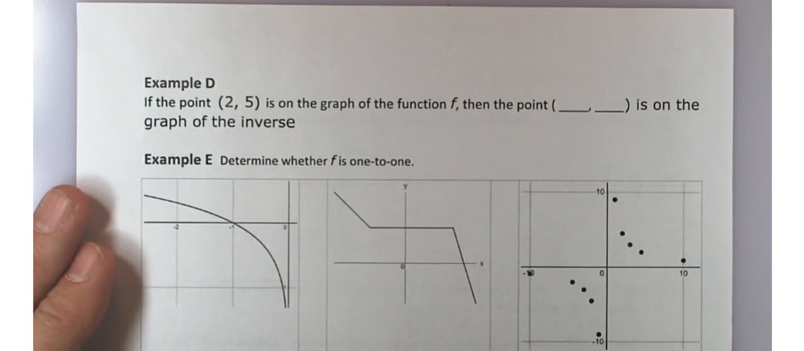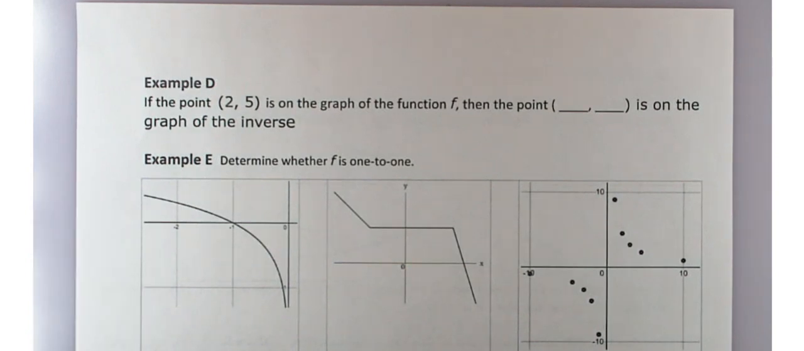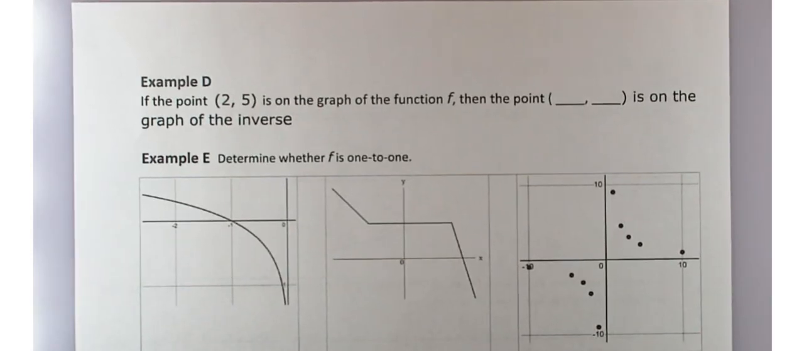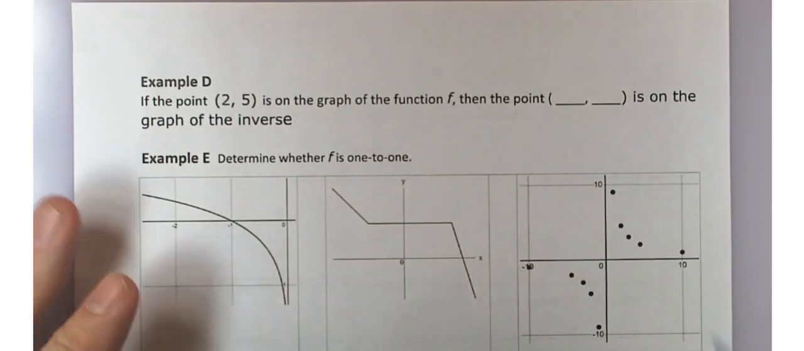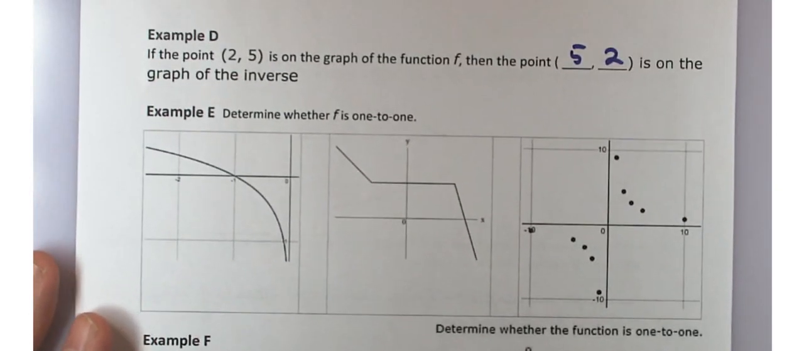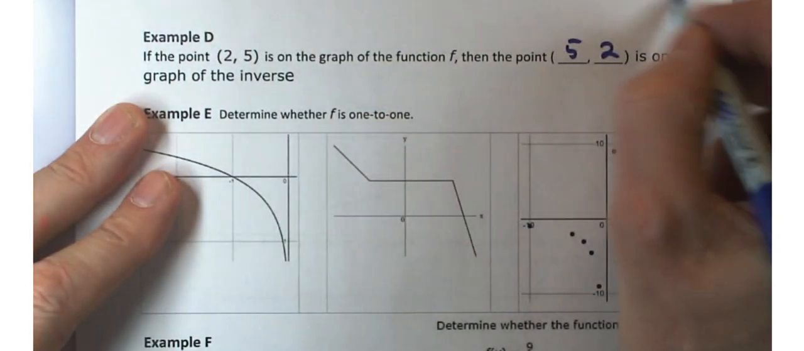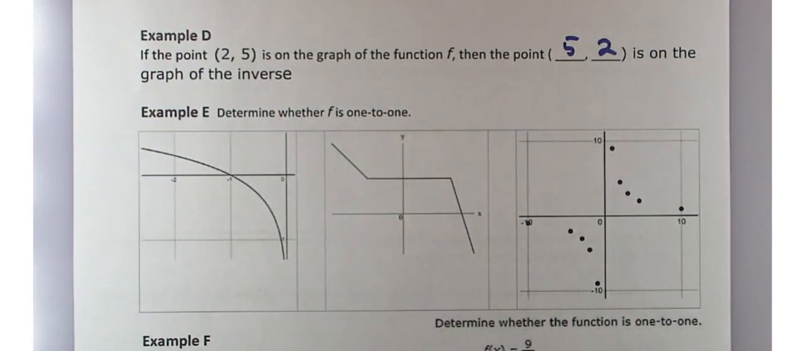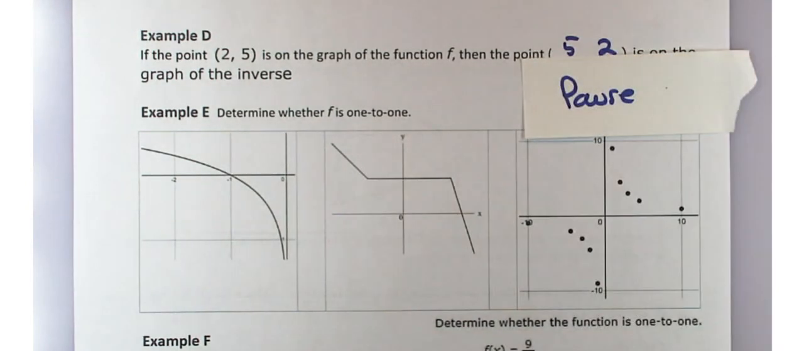Your turn for 1. If the point (2, 5) is on the graph of the function, then what point's on the graph of the inverse? Go ahead. Yeah, (5, 2). Thank you. 5 and 2. And then below that, determine which of these graphs are 1 to 1. Which of these graphs are 1 to 1?